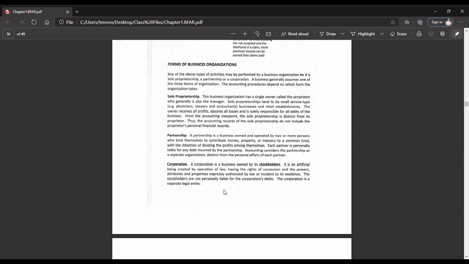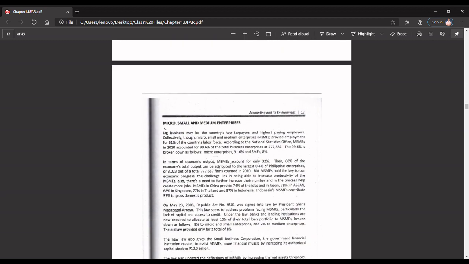In turn, those stockholders receive money from the corporation depending on the amount of shares that they have. So a stockholder is not connected to the corporation, meaning that if a corporation has lost all of its money and the liabilities of the corporation remain unpaid, the creditors cannot go upon the stockholders because the corporation is a separate legal entity.